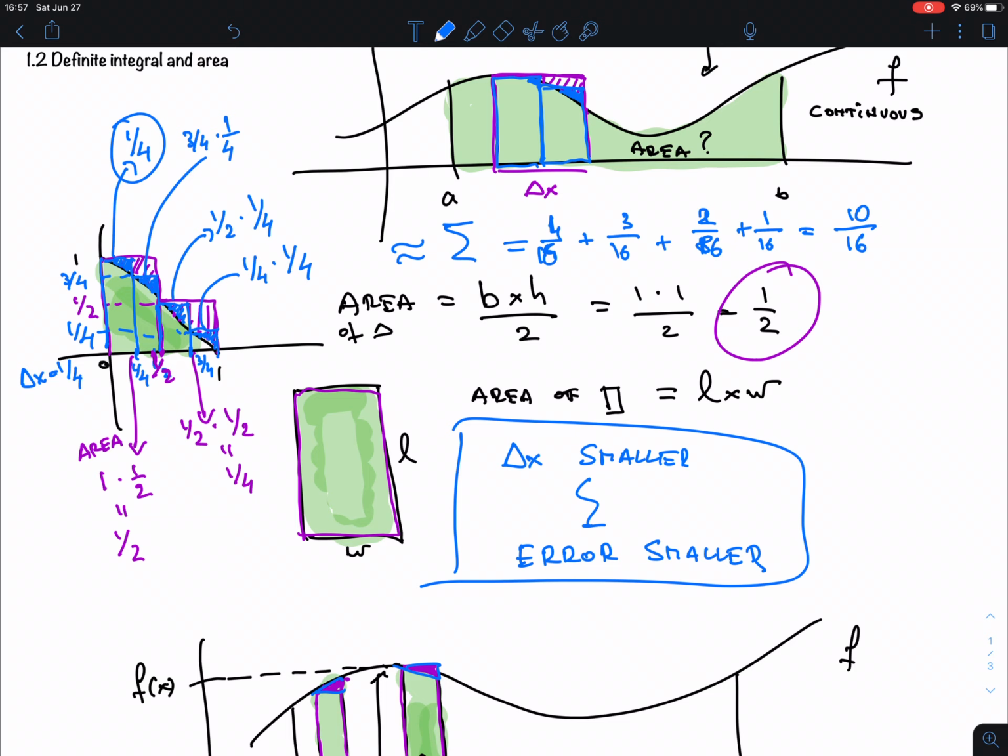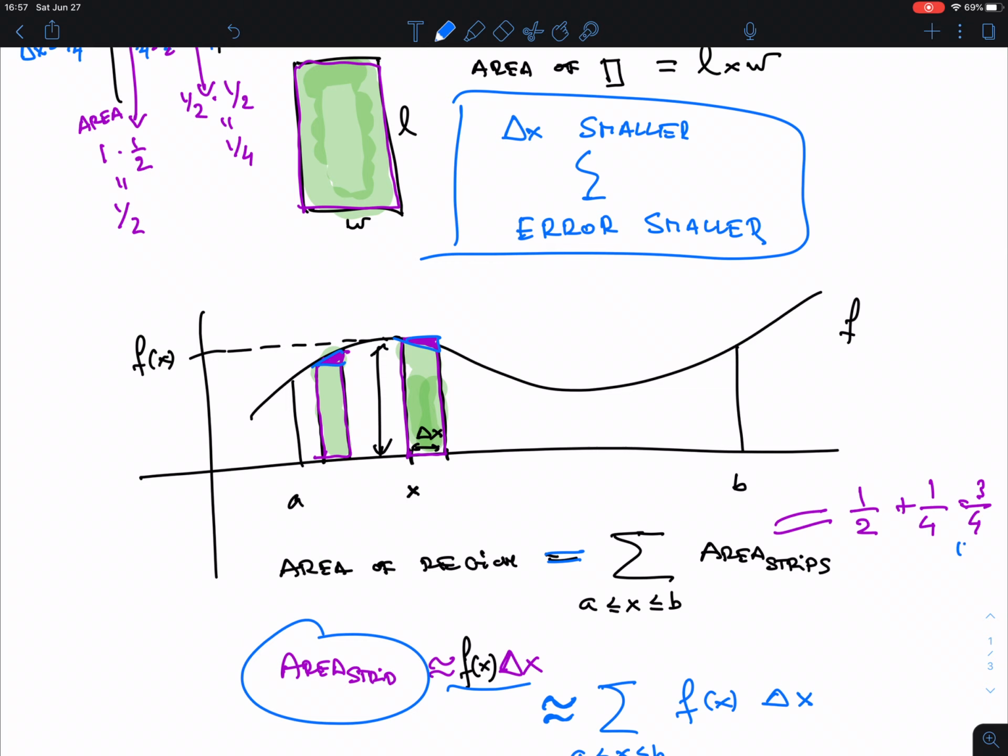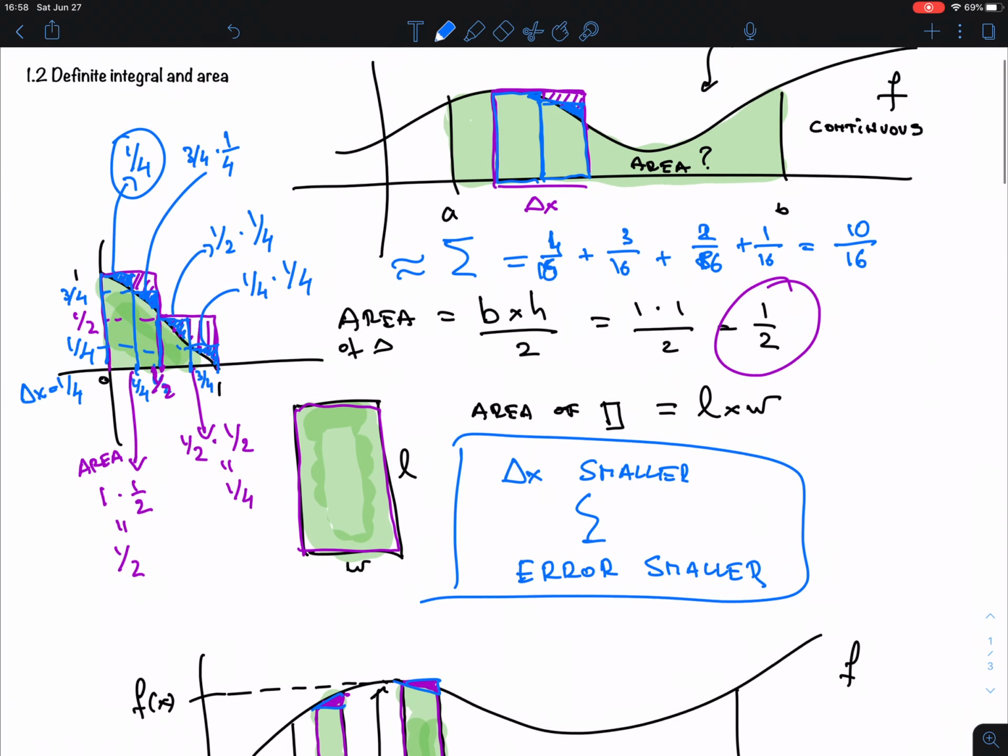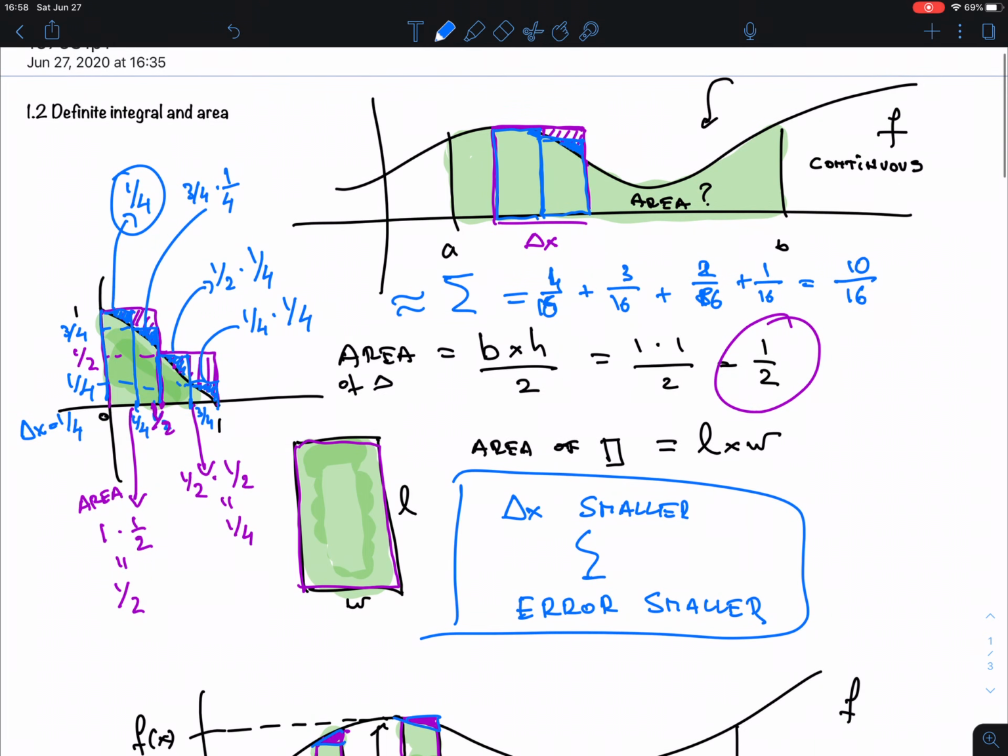It's better than 3/4, because here we had 3/4. If I put it on 16, that's 12/16, right? So 12/16, now we are better with 10/16. But we should have gotten 8/16 eventually. And if we keep doing this and take the limit, you do get exactly a half.